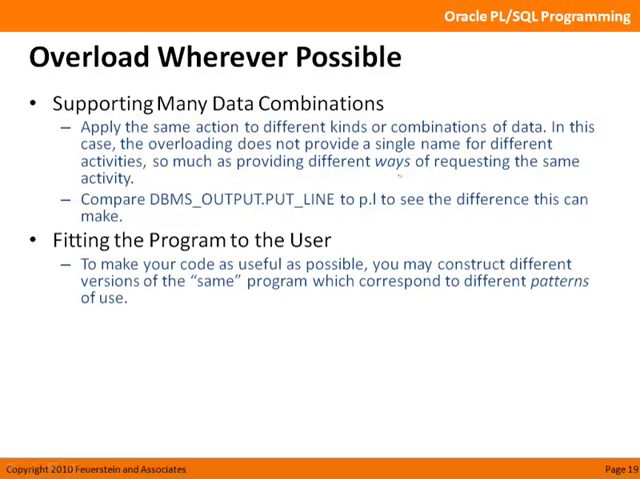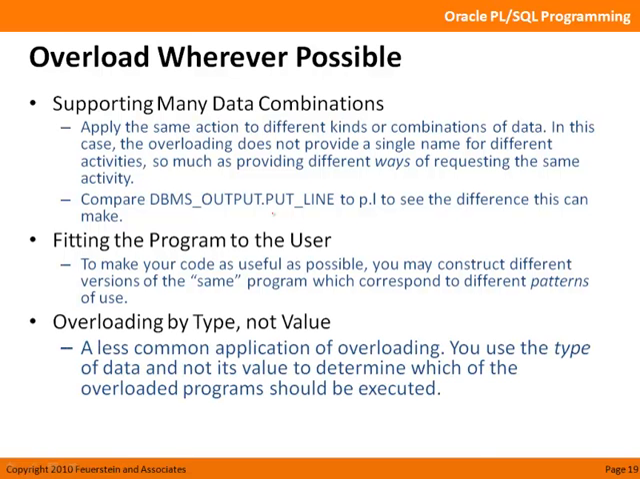Another way to think about overloading is fitting the program to the user. There can be different scenarios, different ways that you want to use a program. Sometimes the difference is determined by the different data types of parameters. Sometimes it's the way it's used. Often what I will do is overload a function and a procedure with the same name, because sometimes when I run this program I want to get data back, and sometimes I just want to execute a statement and then not worry about any information coming back. So different patterns of usage result in different overloadings.